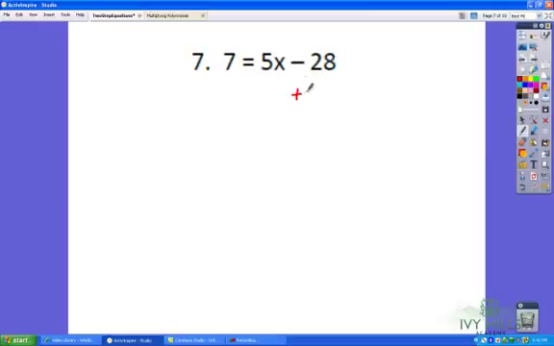Number 7, adding 28 to both sides will give me 5x equals 35. Dividing both sides by 5 will give me x equals 7.